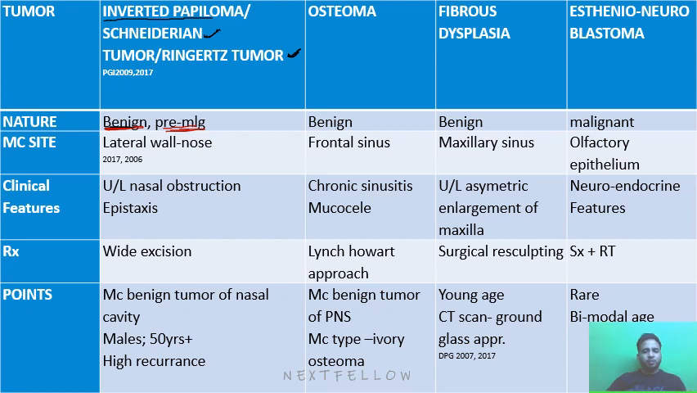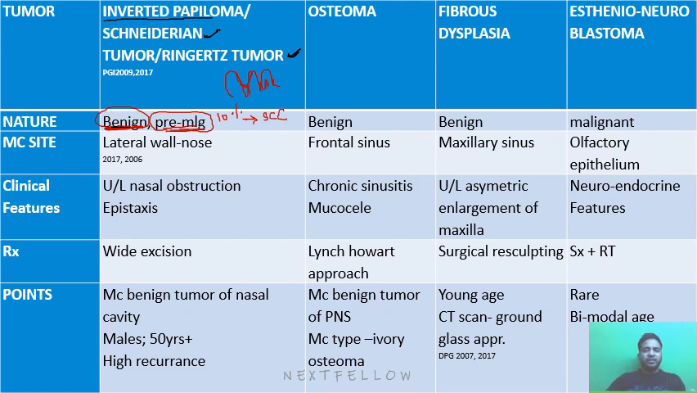Inverted papilloma is a tumor where the epithelium invaginates inside, where the mucosal membrane epithelium layer, basal membrane, invaginates into the matrix of the tumor. So suppose this is the tumor. The mucosal membrane epithelium will invaginate inside the matrix of the tumor. So that's why it is known as inverted papilloma, also known as Ringer's tumor. So it is a benign disease but pre-malignant. That means 10% of cases of inverted papilloma will turn into squamous cell carcinoma.